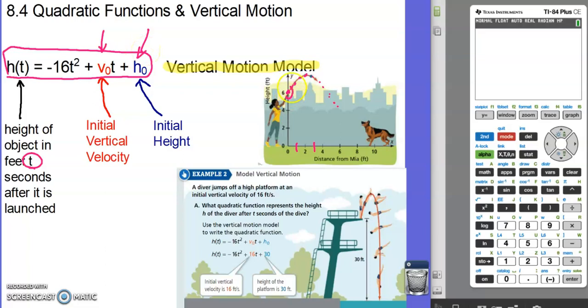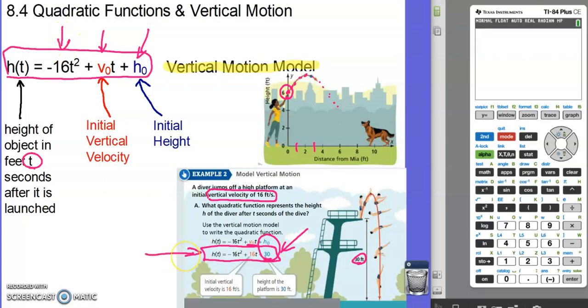For instance, again, this girl, the ball left from 6 feet high. This diving board, the guy is starting at a 30-foot cliff. So that's the initial height. You could see this equation in this problem. They will tell you what the speed, the vertical velocity, is, and you just substitute that in for the VO. And then the HO, the initial height, is 30 feet, because that's the height the guy is leaving the diving board from. So I set up the vertical motion model using the model right here.